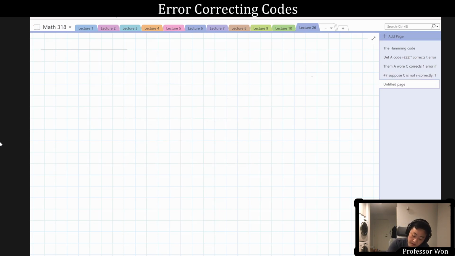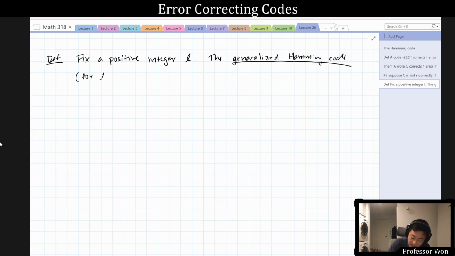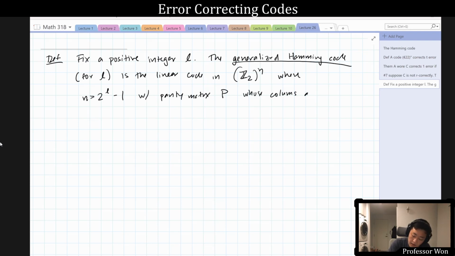Okay, so here's the definition. Fix a positive integer L, then the generalized Hamming code for L, so this depends on L, is the linear code in Z_2 to the n, where n is 2 to the L minus 1, with parity matrix P, whose columns are all the non-zero elements of Z_2 to the L.